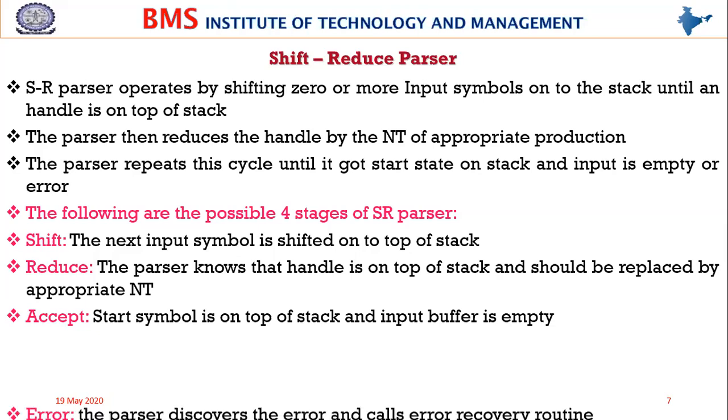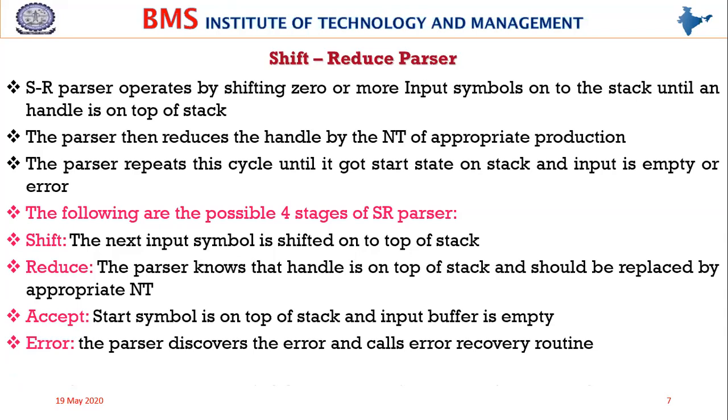And any other combination of this is an error. Either you have symbols on the input buffer and you have a start state, or you didn't obtain the start state, you have obtained any other state, but you have consumed the input, then it is called the error state. So these are the four possible actions or states in shift reduce parsers. We have different algorithms to implement these, and we shall see them level by level.